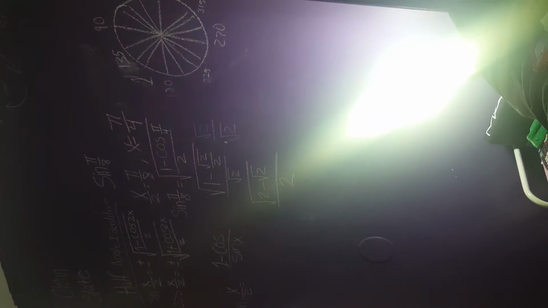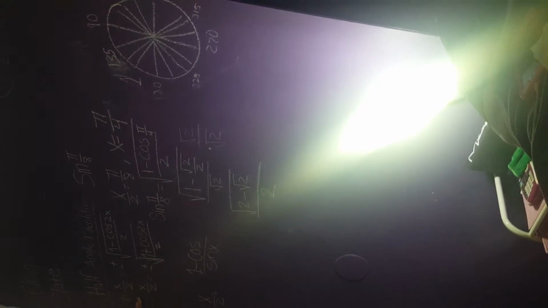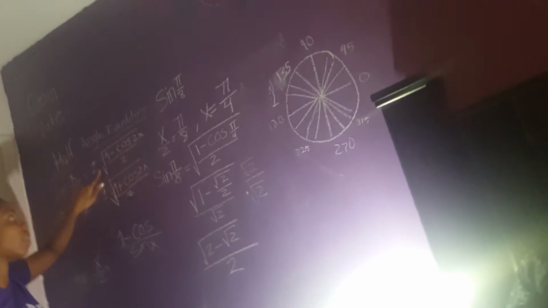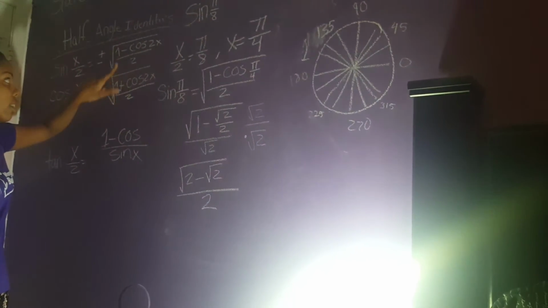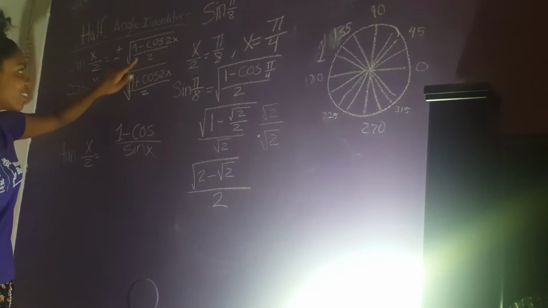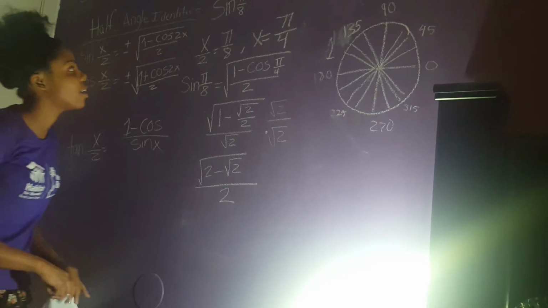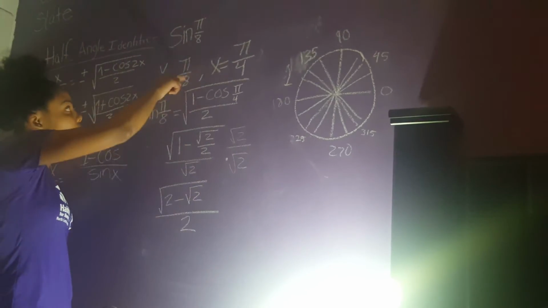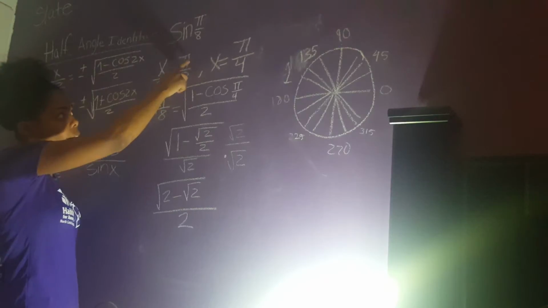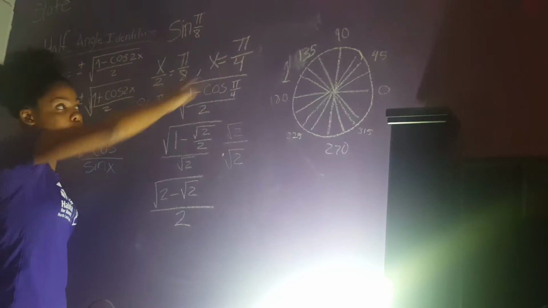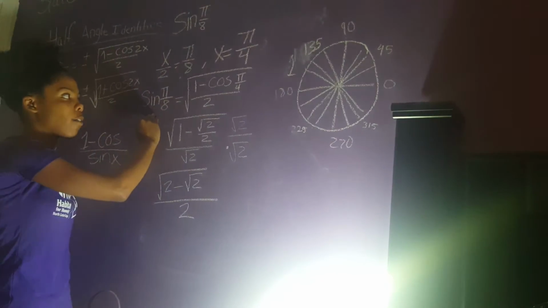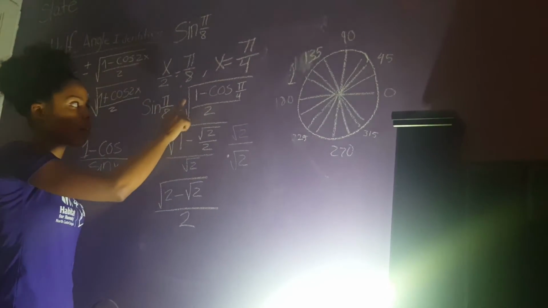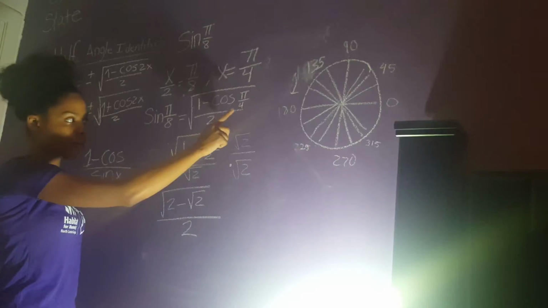So you want to go and find your identity for sine half angles, which would be plus or minus the square root of 1 minus cosine x over 2. So we know that our x over 2 will equal pi over 8, so that must mean our x equals pi over 4 if you multiply that by 2. So your sine pi over 8 will be equal to the square root of 1 minus cosine pi over 4 over 2.